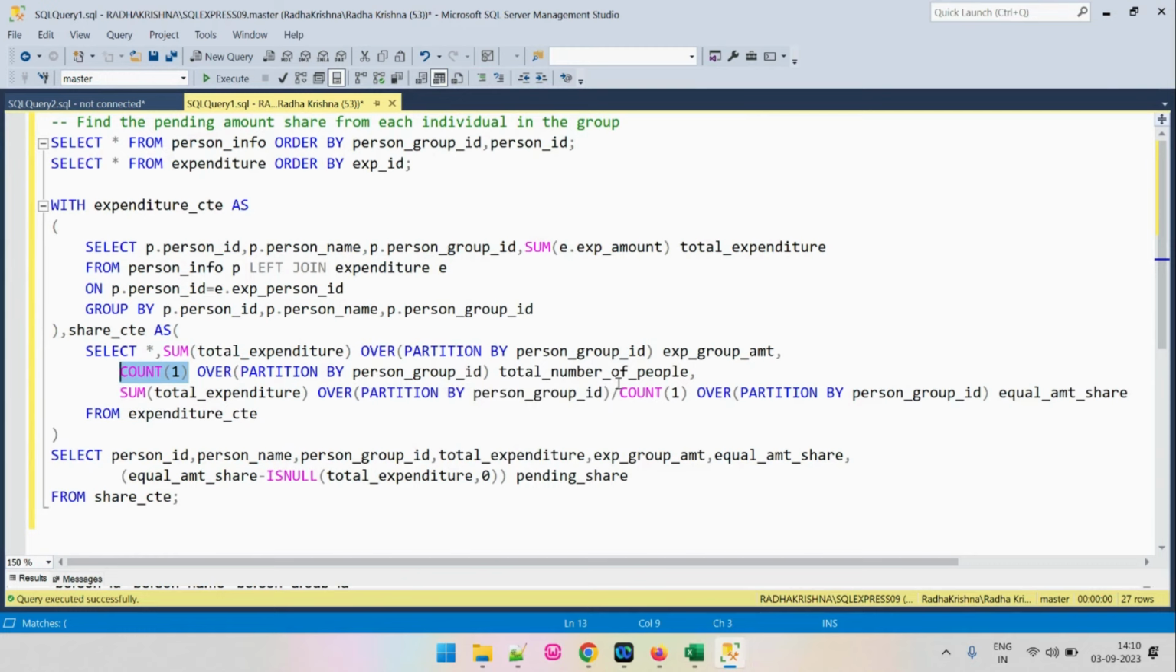After that, we have used this total sum that was identified for each group and divided by the number of people that are present. If we do this, we will get the equal amount, that is how much each individual has to pay in that group. Finally, we are left to find the last column, that is pending share, which we have identified by subtracting what was the amount expected minus the amount that each individual has already spent. And if they have not done the expenditure, we have used isNull to set that value to 0, so as to not cause any issue with the arithmetic operation.